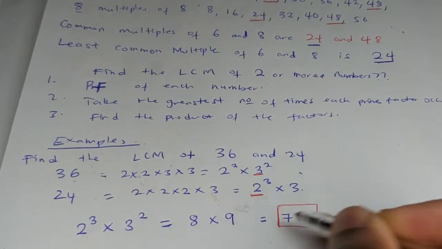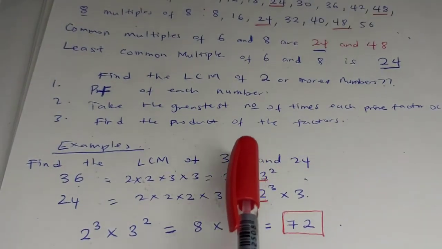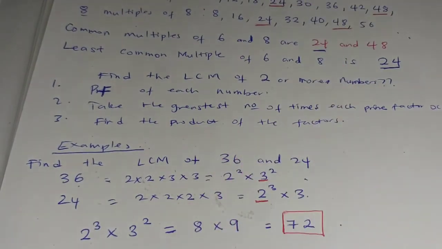This is easier than finding the multiples of 36, finding the multiples of 24, and then picking the least common multiple. So using this formula, we can easily find the LCM of 2 or more numbers.